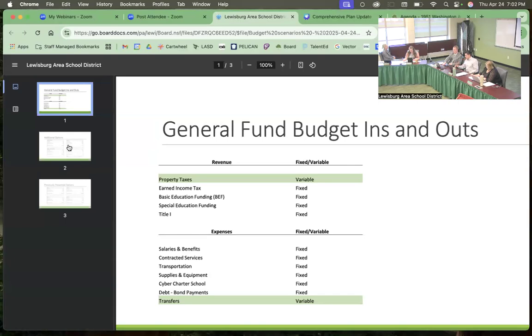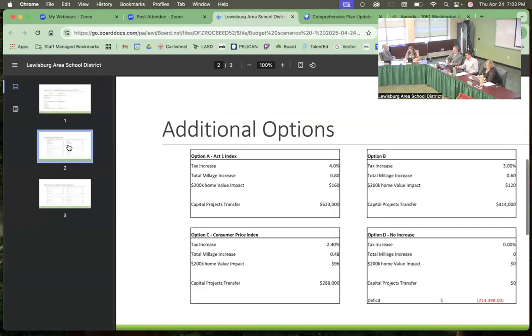So yeah, we can go to the options now. The additional options that I've included have the two factors of the tax increase as the variable revenue and the capital projects transfer as the factor for expenses. On the next slide, I also included the options from last week, but we'll start with these options. I have on here the Act 1 index just for reference. I don't think there's any desire to go to that, but it's here as reference.